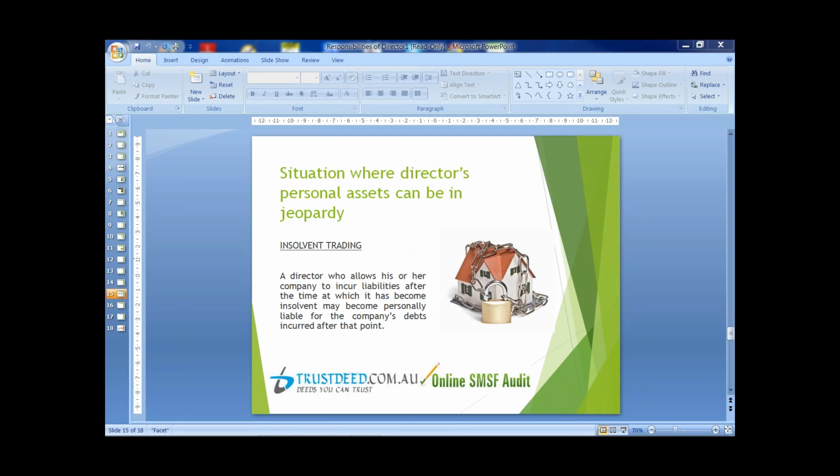Insolvent trading is a situation when a director can be personally liable. When a director allows a company to trade when the company is insolvent, the directors who allow the company to incur liabilities after being insolvent may become personally liable for the company's debt incurred after that point. So directors have to be very careful and analyze that the company does not trade when it is insolvent.